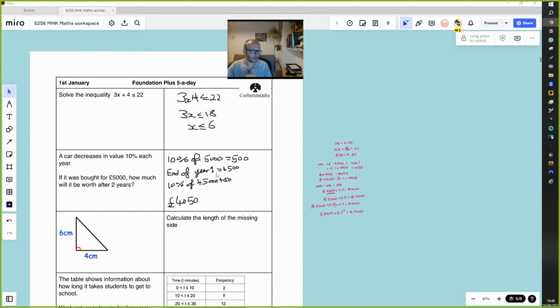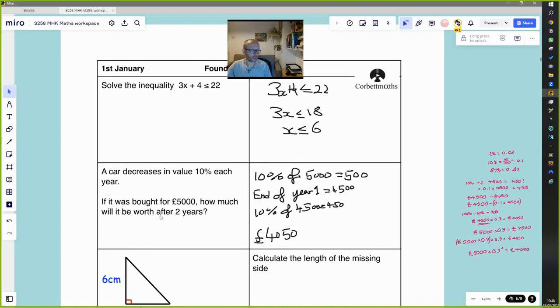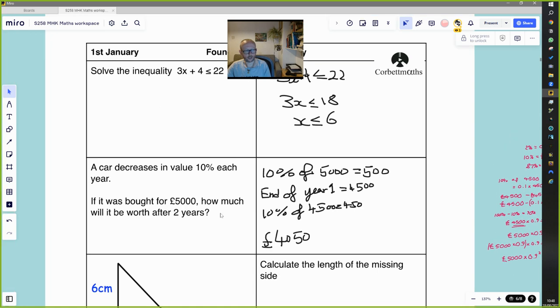Right, so if we look at this question here, we're looking at depreciation. A car decreases in value 10% each year, and it does that for 2 years. It starts off worth £5,000, then it goes down by 10% each year. So we'll look at it the slow way first, then we'll look at how to speed it up, and then we'll look at a different question and do that the fast way.